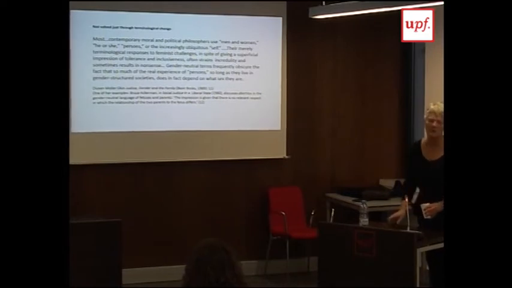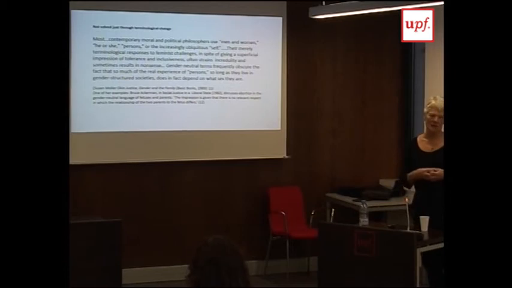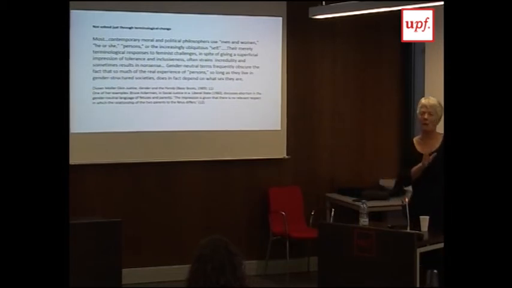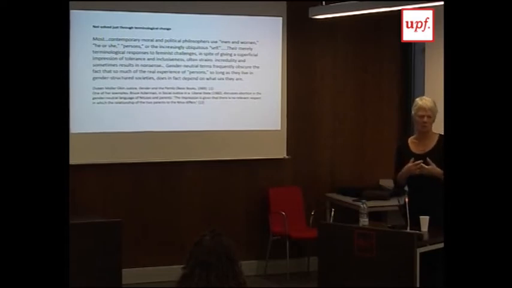This again is a quote from some early work by Susan Moller Okin, and she's saying you don't solve this problem just by changing the terminology that you use. So at the time that she's writing, the late 1980s, a lot of political theorists and philosophers have noticed that there's this long history of talking about human beings and using the generic term man, right? And people have become quite self-conscious about this, and they've realized that there's clearly a problem about saying man and imagining that it's supposed to include men and women.